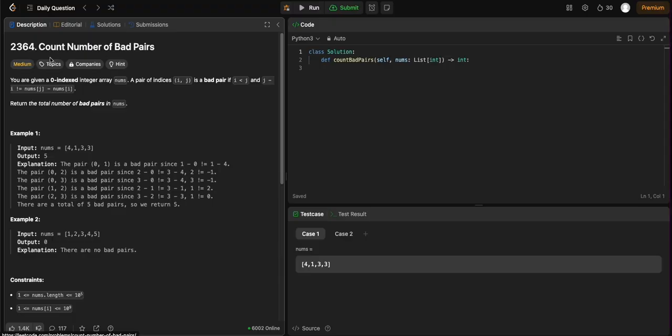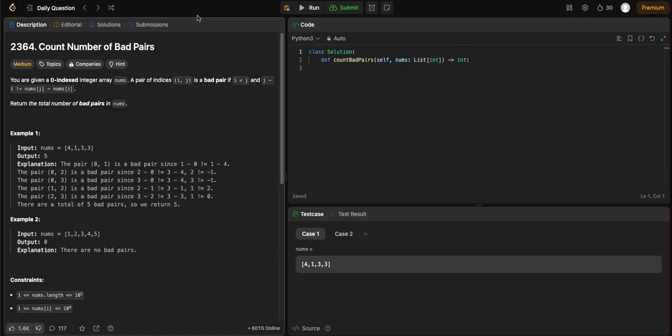So today's question is count number of bad pairs, and whenever we see something like bad pairs, beautiful array, something like that, we always want to find the definition of that. So you're given a zero indexed integer array nums. A pair of indices i, j is a bad pair if i is smaller than j.